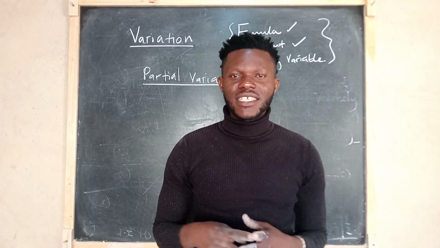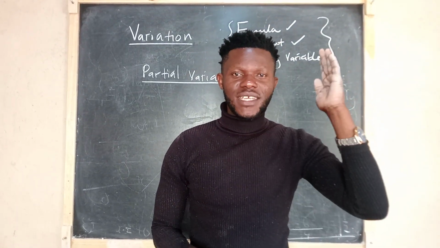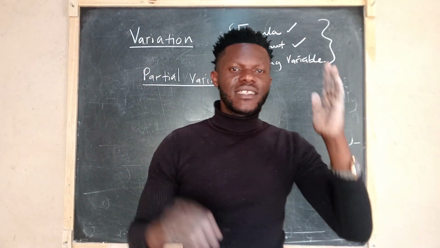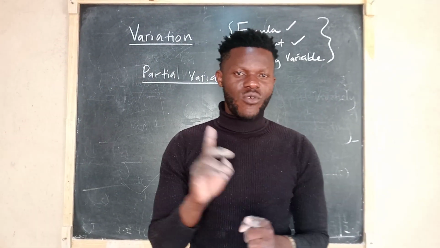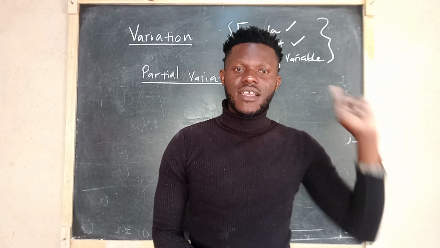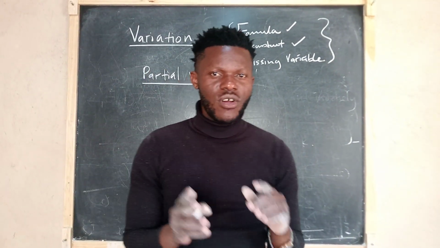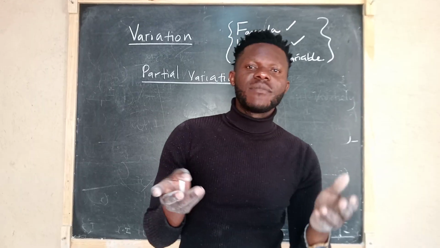Now let's talk about partial variation, the last type of variation. Remember, in direct variation, we're saying one variable increases, the other also increases. In indirect variation, when one variable increases, the other will decrease. In joint, we are combining both of these two, that is direct and indirect variation. But partial now, the word partial means partly, at times, sometimes.